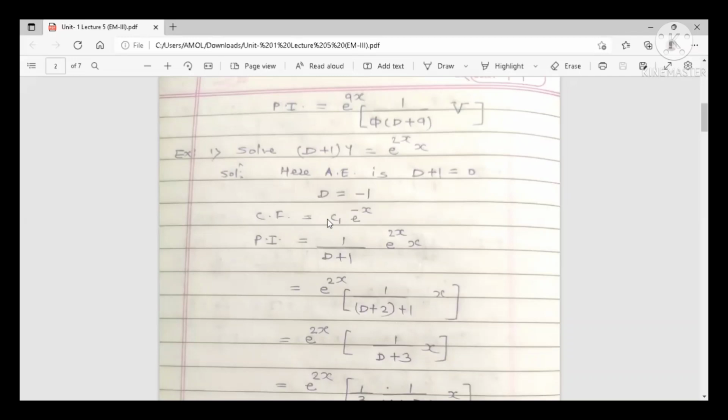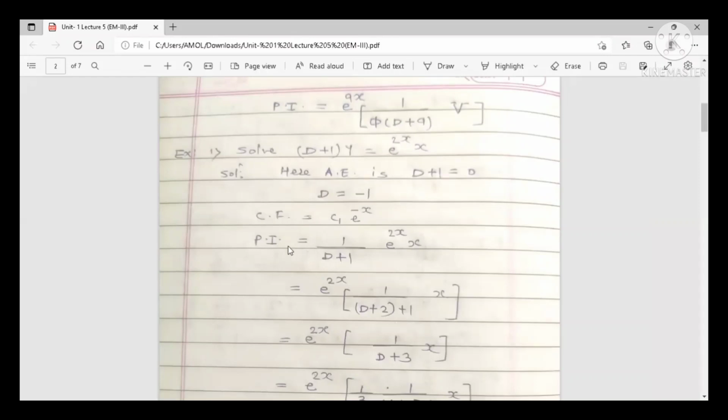And so its complementary function contains only one arbitrary constant, because the degree of the linear differential equation is 1 and the order is also 1. So there is only one arbitrary constant in the complementary function, c1, and so the complementary function is c1 e raised to minus x. Now how to find the PI?